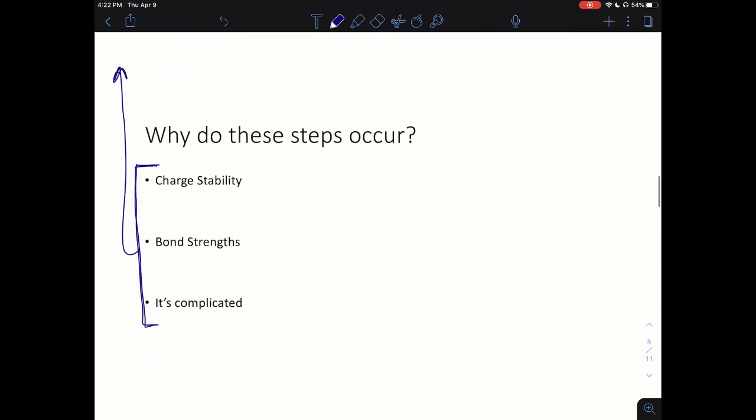So think about, where did charge stability matter? Where did bond strengths matter? And where was it complicated? It's hard for me to explain to you why the step occurs. So that's something for you to do on your own.